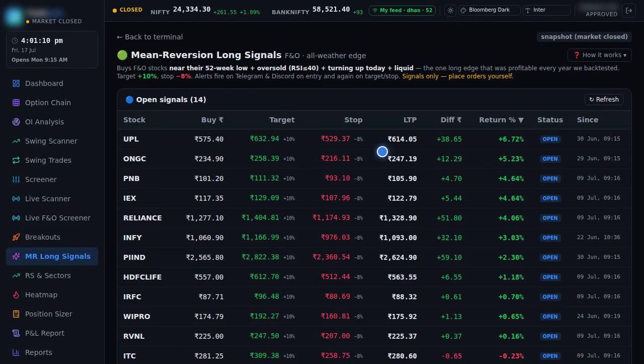So, what is this page? It is a live scanner for one specific strategy, buying strong futures and options stocks that have been beaten down, right when they start to bounce back. In simple words, we don't chase stocks making new highs here, we look for quality stocks that are washed out and just beginning to turn up. Importantly, it only gives signals, it does not place orders. You place the trade yourself.